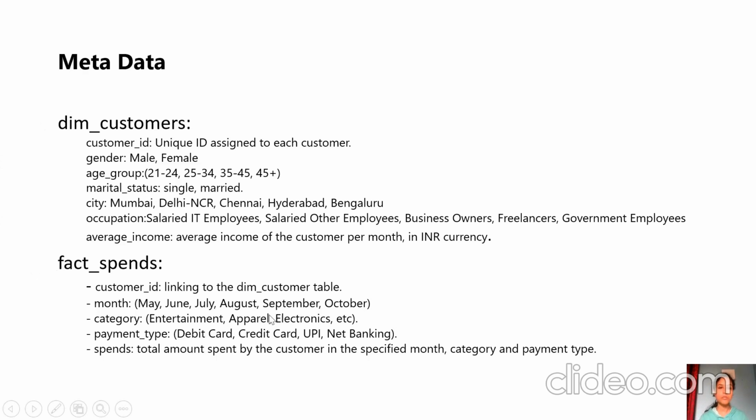Okay, the next one is fact spends. This table consists of customer ID, same as the dim customer ID column. Next is month, they have given 6 months: May, June, July, August, September, and October. And category, meaning for which purpose they are spending, whether entertainment, apparel, electronics, different categories are given. Payment type, whether they used a debit card, credit card, UPI, or net banking, and spends, how much they are spending for a different category. This information is given in fact spends.